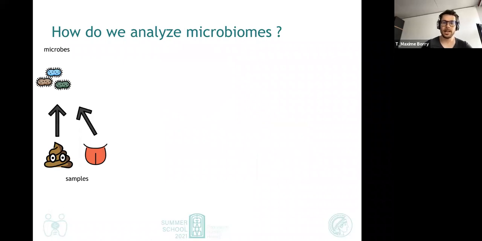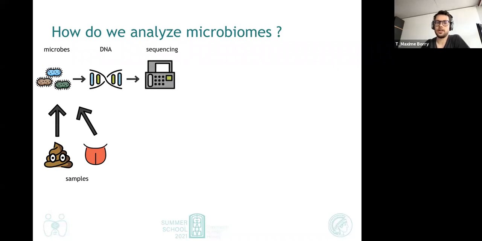So how do we actually analyze microbiomes in general? Usually it starts with samples, whether it's gut samples, meaning feces, or oral samples, meaning swabs from the oral cavity. In the samples, there are the microbes, and we're interested in the DNA of these microbes. So usually researchers, when they're working with modern samples, take the samples and extract the DNA from the microbes. The DNA is then sent to the sequencing. You had a nice lecture on how sequencing works with James the other day.